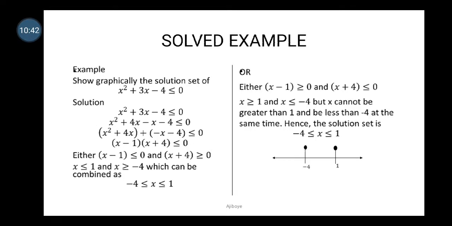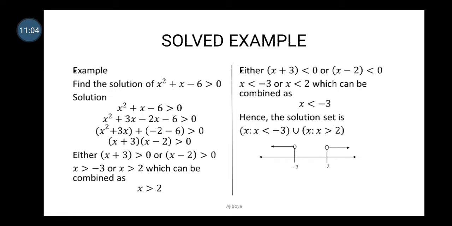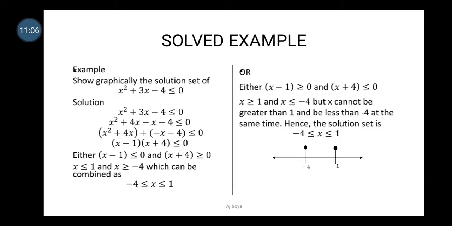Let's look at another solved example. Show graphically the solution set of x squared plus 3x minus 4 less than or equal to 0. Similar to what we did earlier, but the one we did earlier was greater than 0, and this time it is less than or equal to 0. So it's not the same.